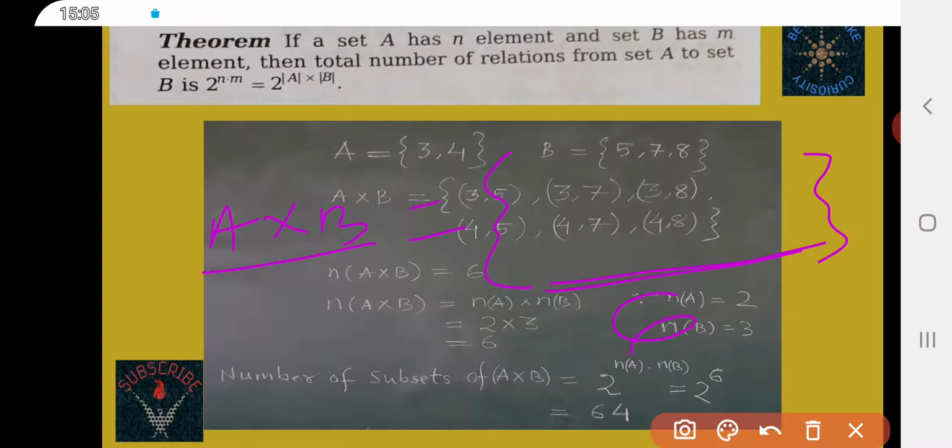You know that the number of subsets of any set is given by the formula 2 to the power m, where m is the number of elements in that set. So here, how many subsets are there in A cross B? Now the number of elements in A cross B is equal to 6 here.